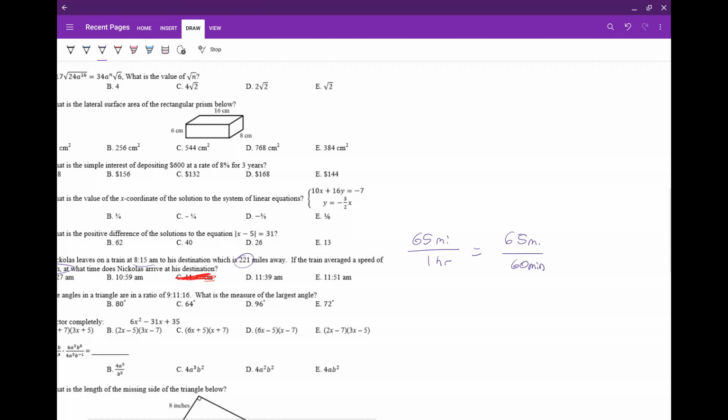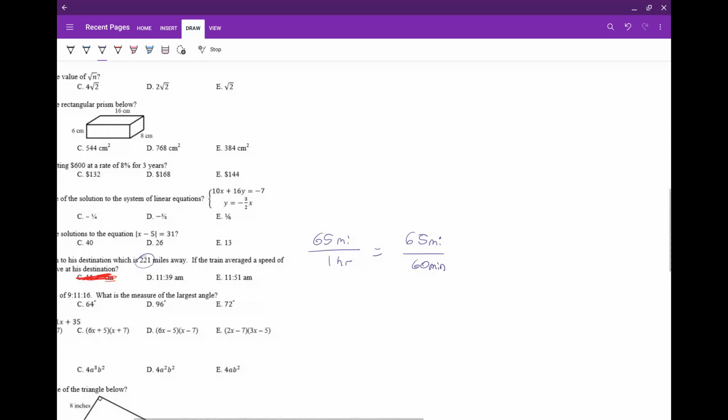I'm converting the minutes just so it's easier not to deal with decimal hours. Because it's a proportion, miles per hour, 65 miles over 60 minutes will be equal to, because it's average speed, 221 miles, which is the distance that the train covers, over an X amount of time in minutes. Fair enough? So then you multiply by X on both sides, and then you divide by that. So you get 221 times 60 divided by 65.